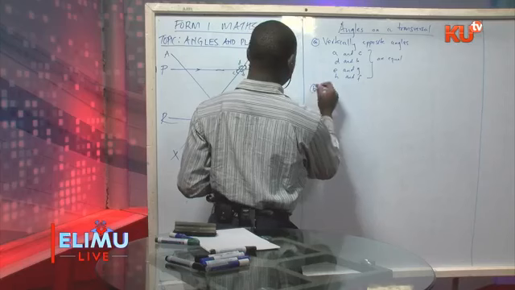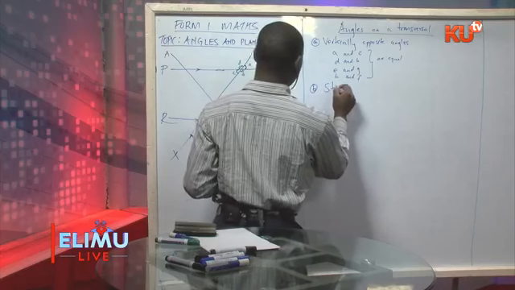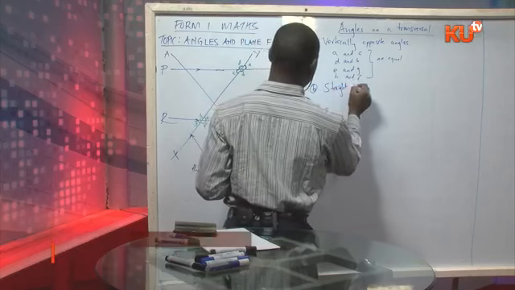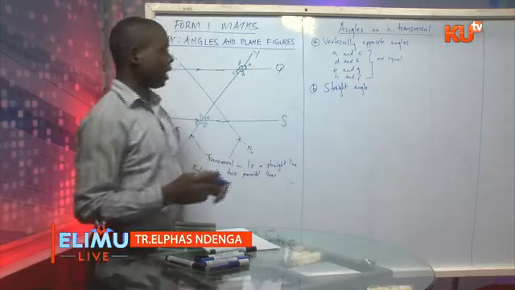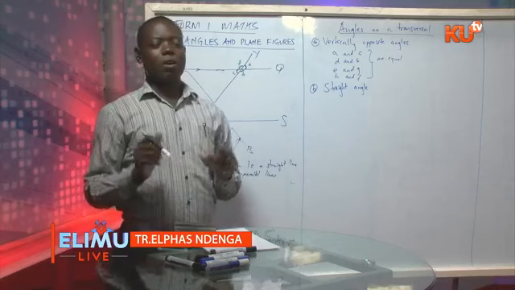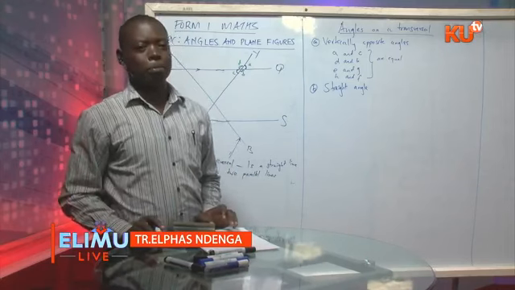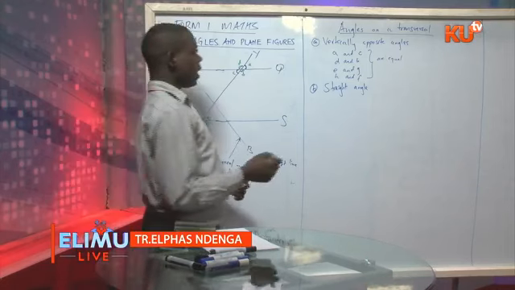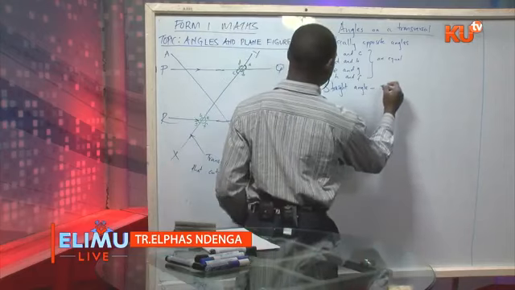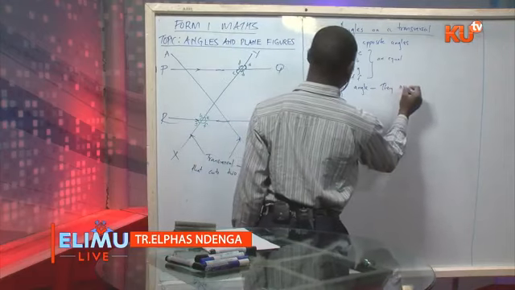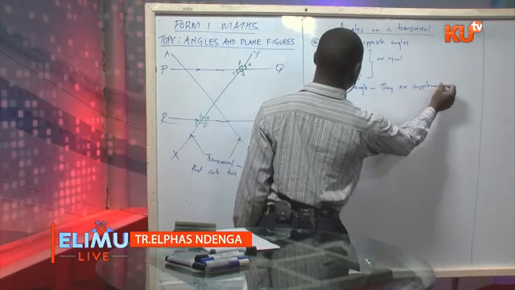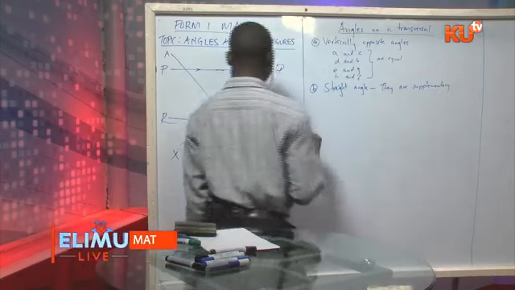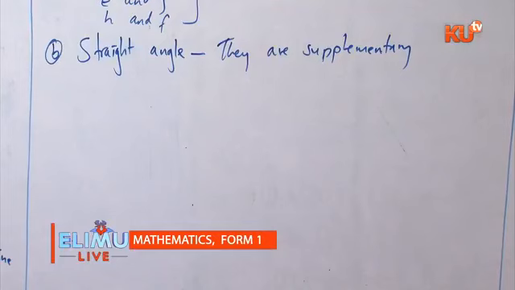Number 2, we will discuss what we call straight angles. Straight angles are angles that are on the same straight line. These angles always add up to 180 degrees, or in other words, they are supplementary. Straight angles are always supplementary, meaning they add up to 180 degrees.